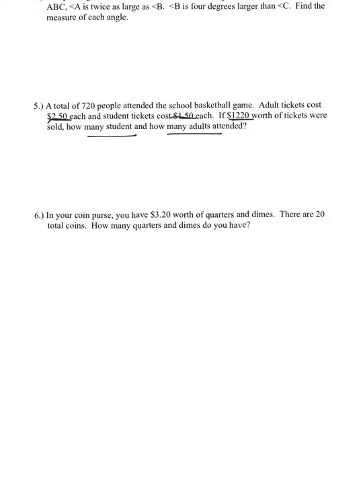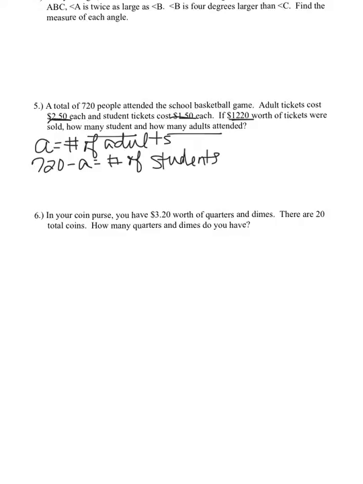So if I know 720 people came to the game, I'm going to let A equal the number of adults. And to get the number of students, if 720 of them came, you would just take 720 minus A for the number of students. So now we've defined our variables. So we know A represents the number of adults, and 720 minus A represents the number of students that went.